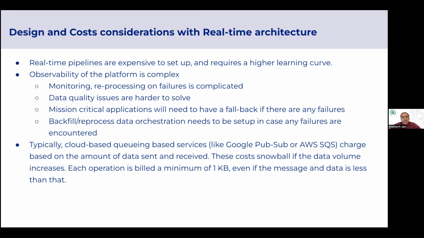They charge you for that, and all these charges can snowball, depending on the volume of data. And trust me, the volume of data keeps increasing over a period of time. So these services charge by the size of the payload as well. So you want to make sure that your payload is also as small as possible.